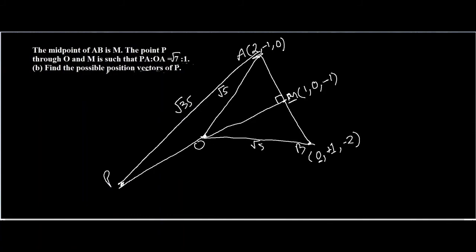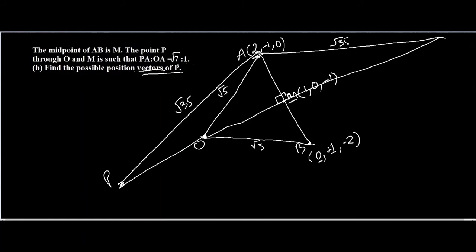And they are asking for the possible position vectors of P. That is, P has more than one possibility. Of course, we can see that it can be here also. Right? And now we have to find the position vectors with reference to O. That's what they're asking, in a sense: what are the coordinates of these points?